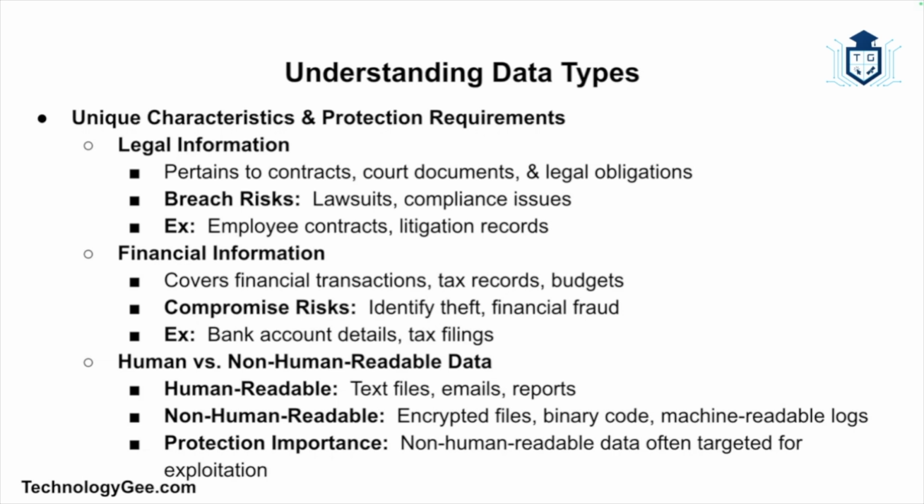And then we have human and non-human readable data. Human readable data includes text files, emails, or reports that are easily understood by humans. And then we have non-human readable data. This includes encrypted files, binary code, or machine readable logs. In essence, protecting both types is critical, as attackers often target non-human readable data for exploitation.